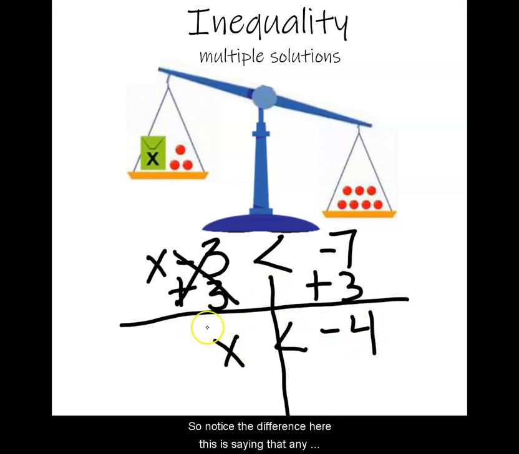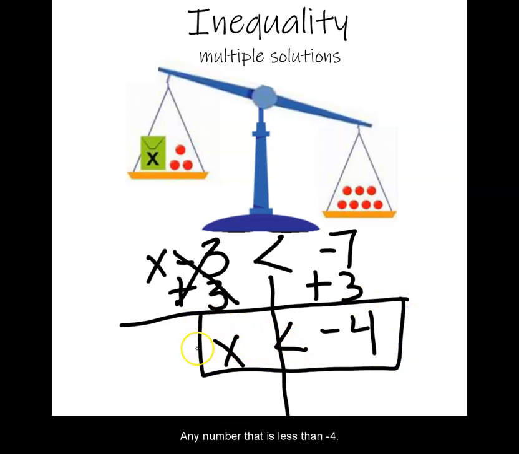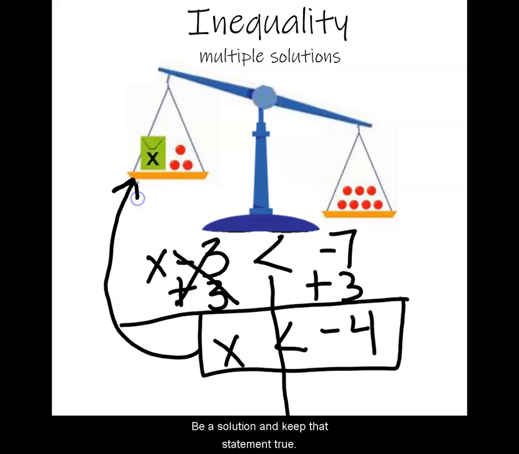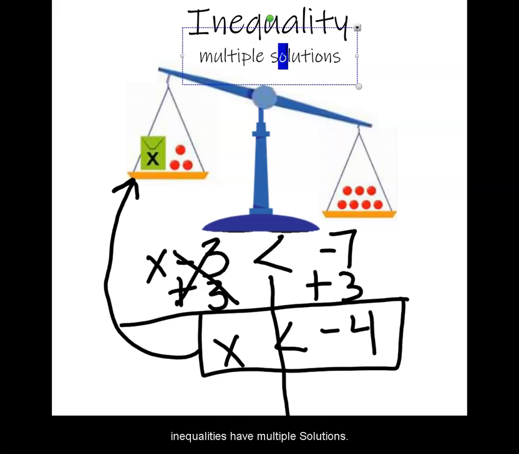So notice the difference here. This is saying that any number that's less than negative 4 could be a solution and keep that statement true. Let's say I had negative 5. That would work because it's also less than negative 4. Negative 6 would also work because it's also less than negative 4. So the main difference here is that inequalities have multiple solutions.